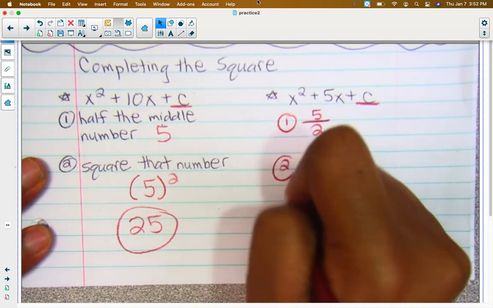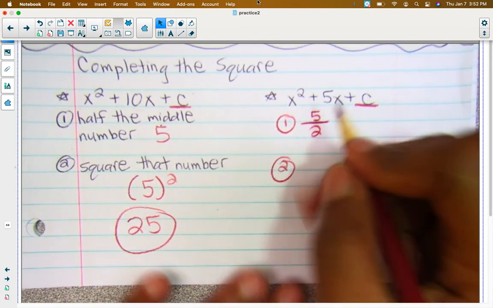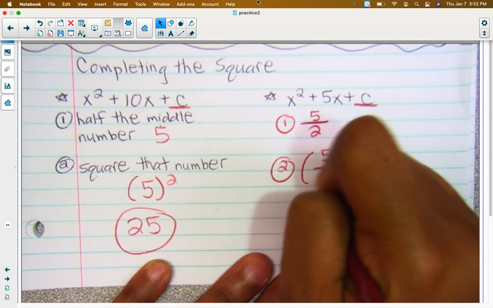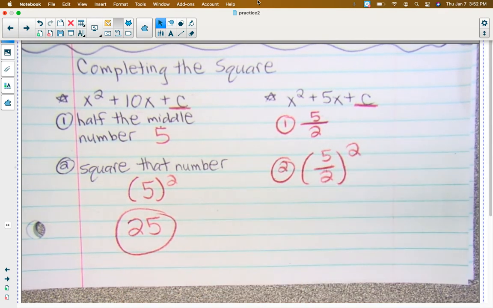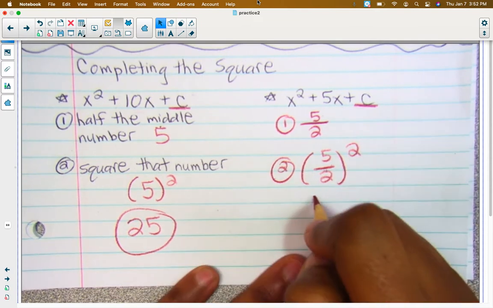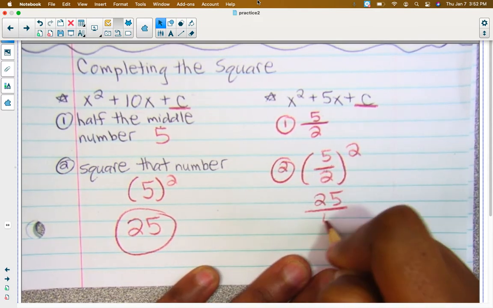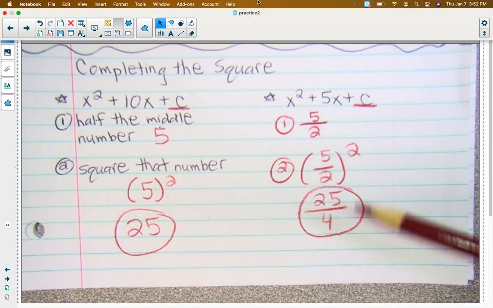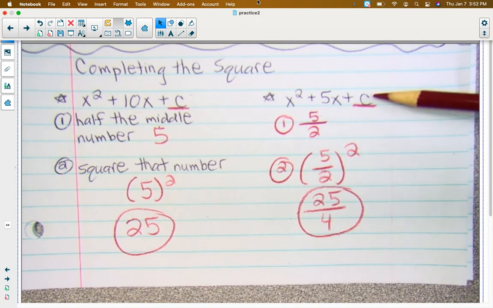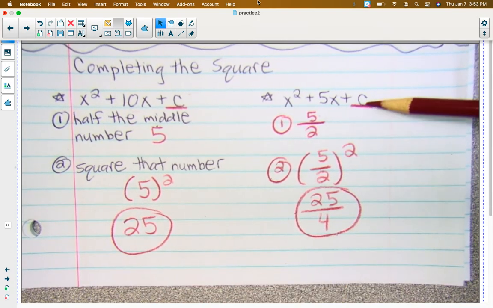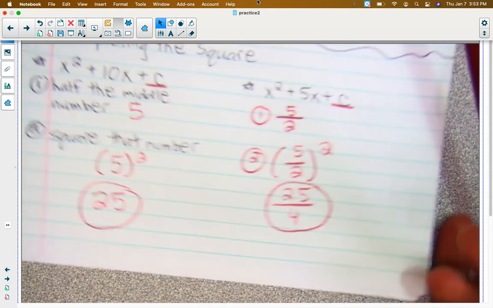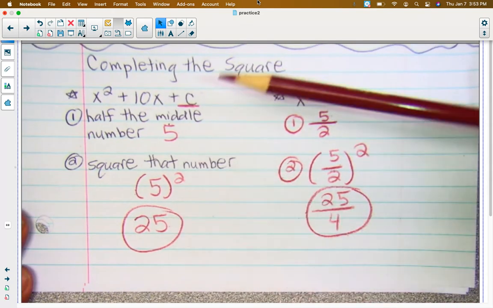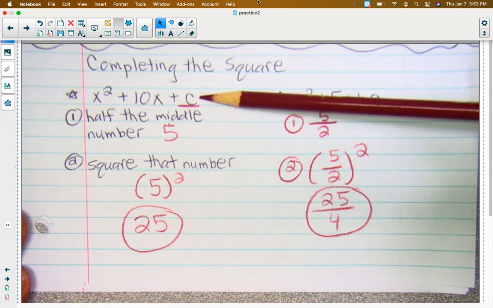And step 2, square this number. Calculator, mental math, whatever floats your boat. 5 halves squared is 25 fourths. So 25 fourths would be the number that I substitute into here to make it be a perfect square number. And 25 would be the number that I substitute in here to make it be a perfect square number.